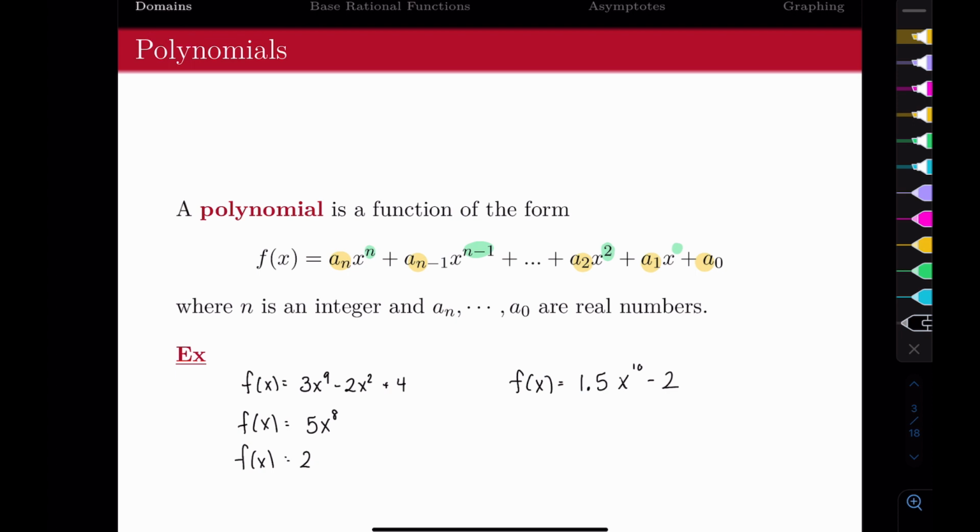Up to this point, we've really only dealt with second degree, meaning that the highest power is 2. But here the degree is 9, here the degree is 8, here the degree is 10. And here, since there's no x power, the degree is technically considered 0.